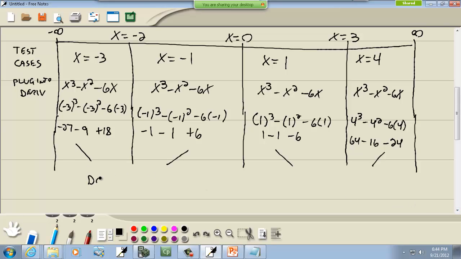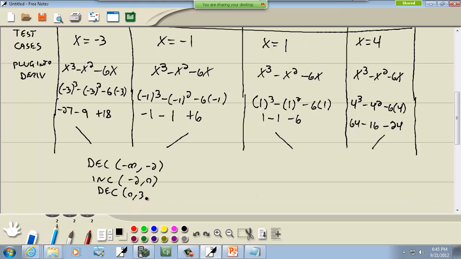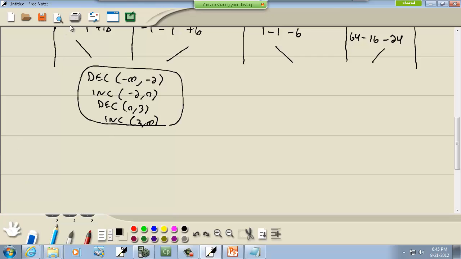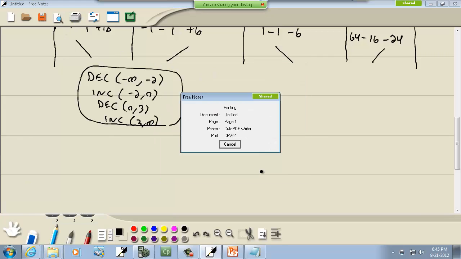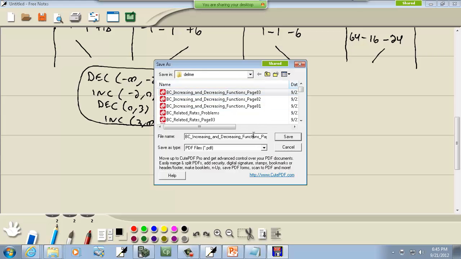Okay, so here it's decreasing from negative infinity to negative 2. Then it's increasing from negative 2 to 0. And then it's decreasing from 0 to 3. And then it's increasing from 3 to positive infinity. And those would be our answers. And let's save that page. There we go.